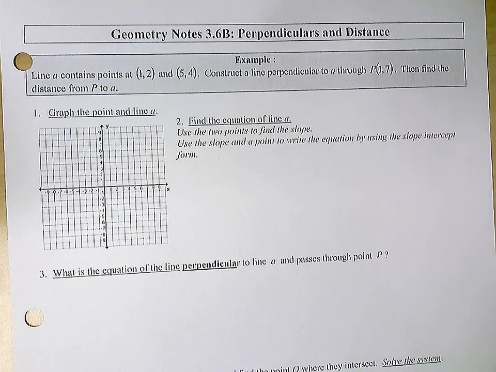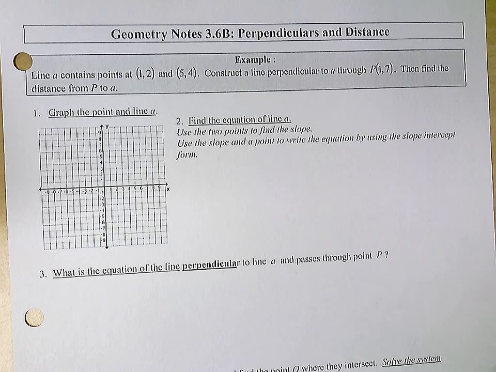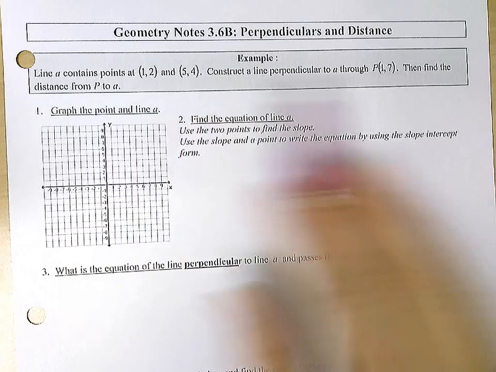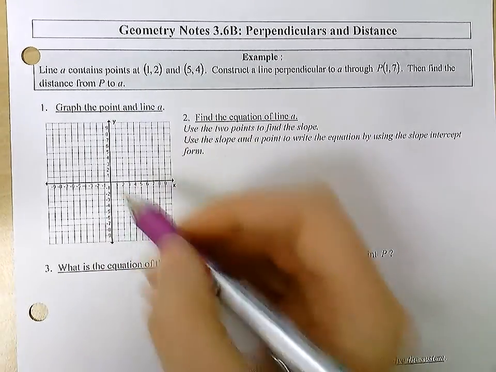So we're still finding the distance between 2 points. In this case, we're finding the distance between the point we're given and the line we're given. So to start off, we want to graph line A and our point P. We're going to plot these 2 points to create line A.